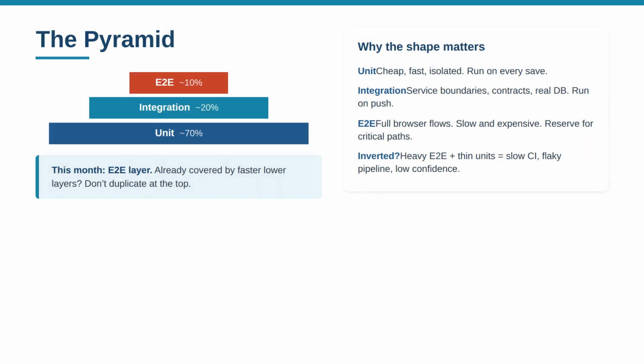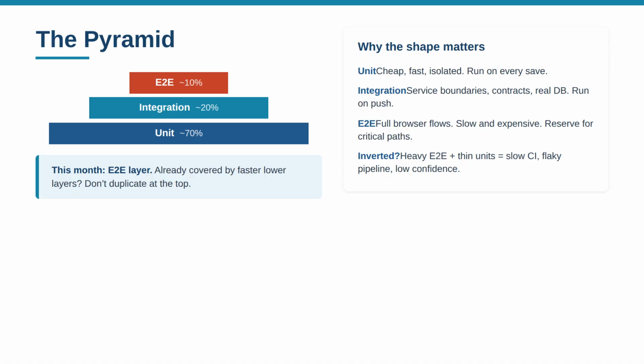The test automation pyramid tells you where to invest your automation effort and why. At the base, unit tests. Cheap, fast, isolated. They test individual functions and components without a browser or a database. Run them on every file save. They should complete in seconds and give you immediate feedback.